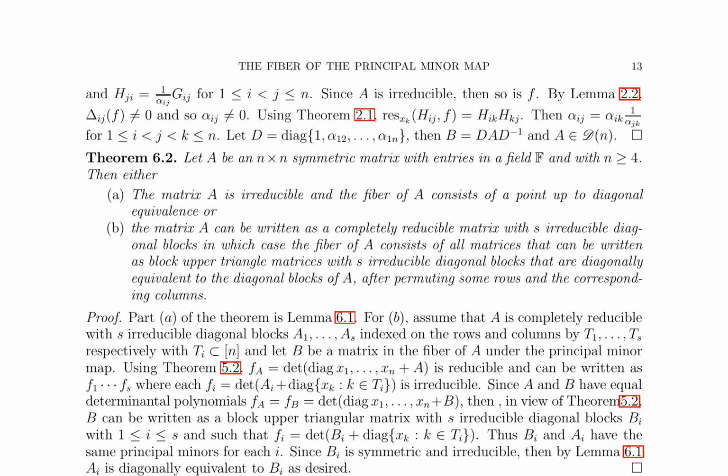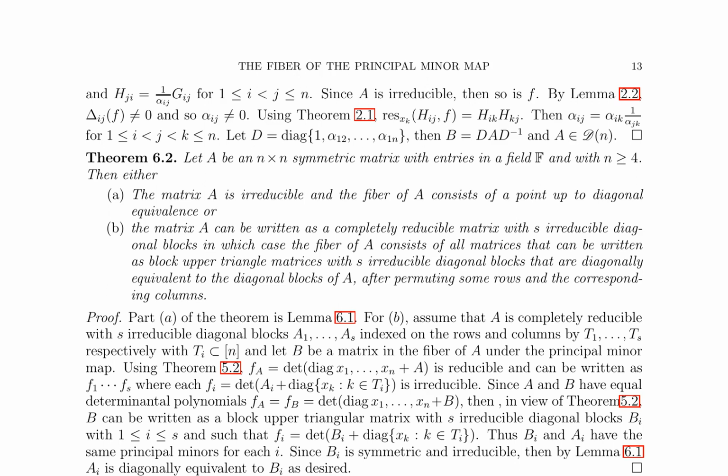They prove Theorem 6.2, stating that the matrix A is either irreducible with a fiber consisting of a point up to diagonal equivalence, or can be written as a completely reducible matrix with reducible diagonal blocks. In the latter case, the fiber includes all matrices that can be written as block upper triangular matrices with reducible diagonal blocks, after permuting rows and columns.